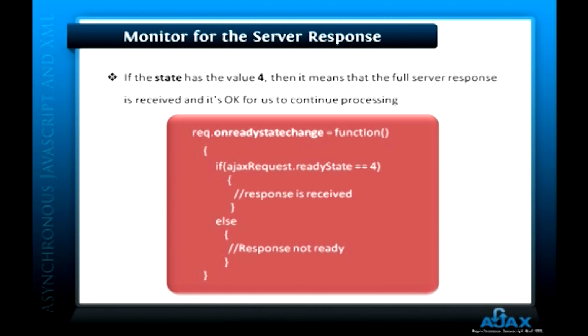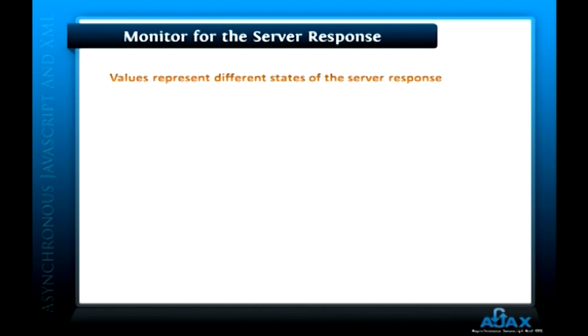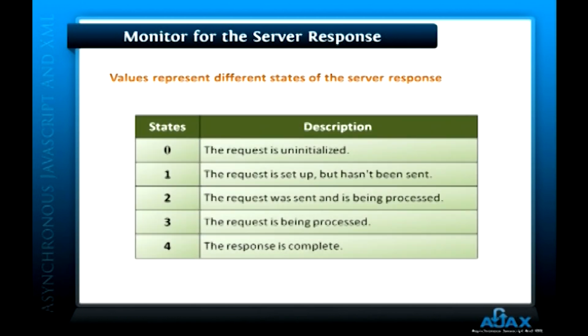Well, as discussed before, this ready state has 5 different values for different states. Let's have a look at it. These are the different values, and you can see that each of these values represent different states of the server response. So this function will act depending upon these values. Have you got it? Good.